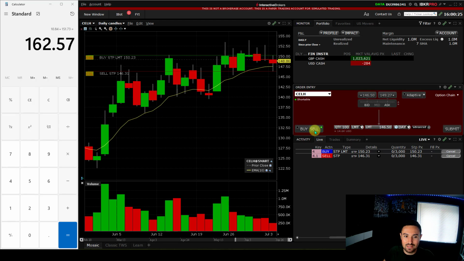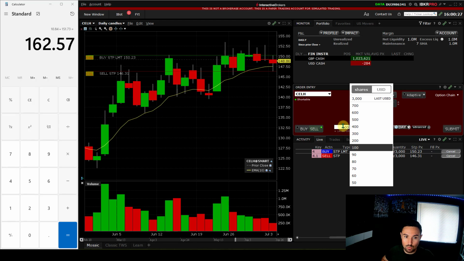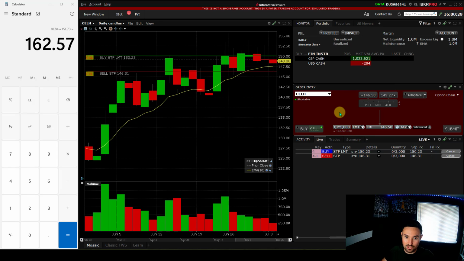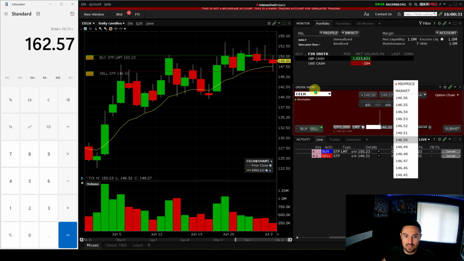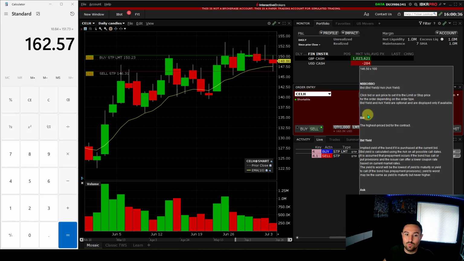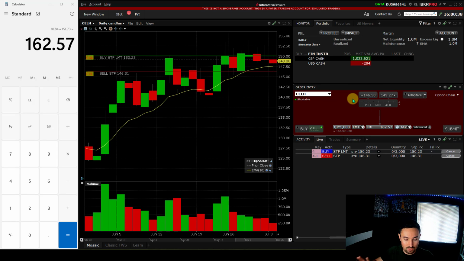So now what I'm going to do is come back over here, Celsius. I want to go a sell limit order for 1,000 shares, which is going to be 1/3 of the position. And the limit is going to be this level here at 162.57, like that. Now what I want to do is do that on a daily basis, not a good till cancel basis, but I just want to save the order. So I won't submit that until my order, my buy stop limit order, is actually filled.